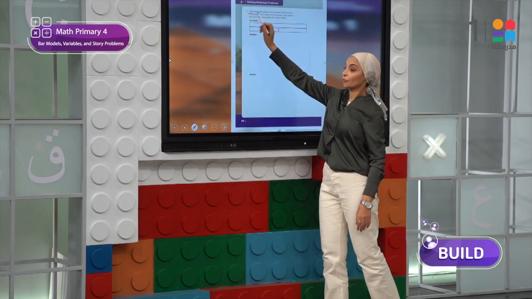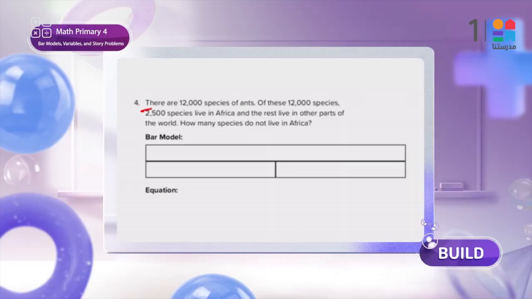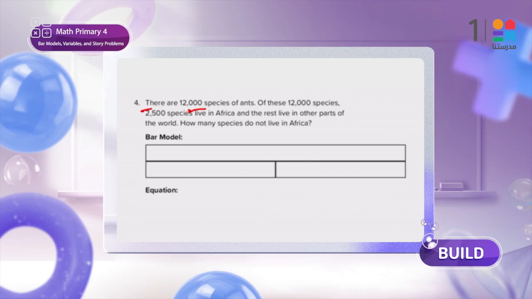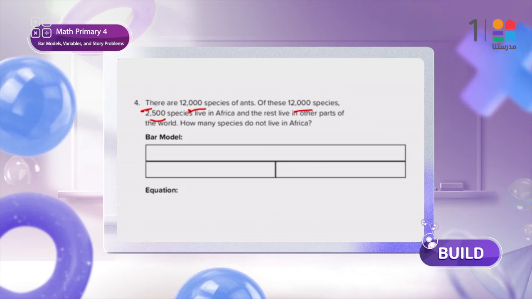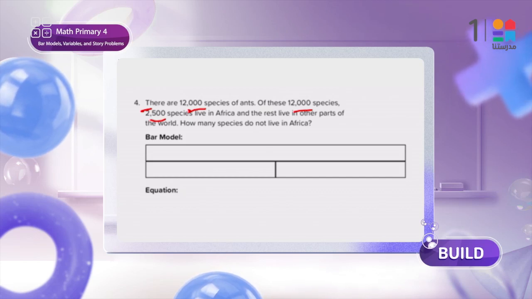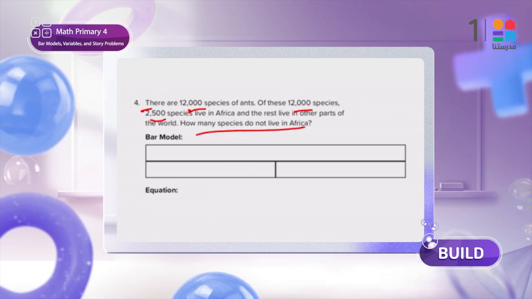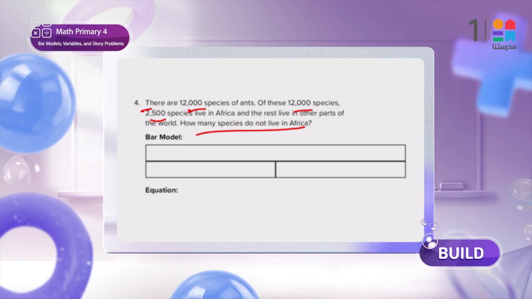Here's problem number 4. As you see, there are 12,000 species of ants. Of these 12,000 species, 2,500 species live in Africa. The rest live in other parts of the world. The question is, how many species don't live in Africa? Don't live in Africa. What should I do?